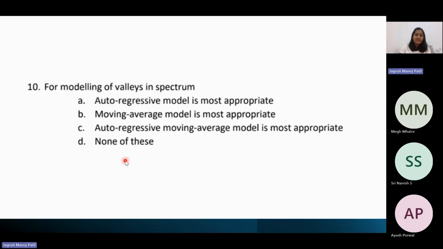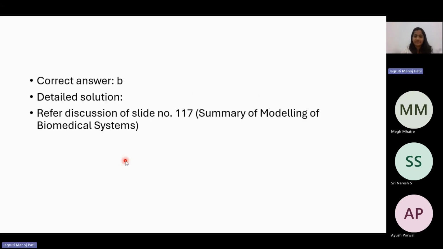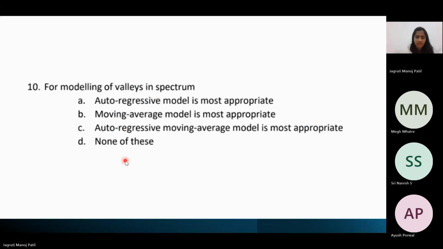For modeling of values in the spectrum, which is more appropriate? We saw that if we want to estimate our minima, what we try to do is see if the derivative is falling into it. So that was for which technique? A option. Yes, for the autoregressive model. Sorry, moving average model is most appropriate. No, autoregressive should be the answer.